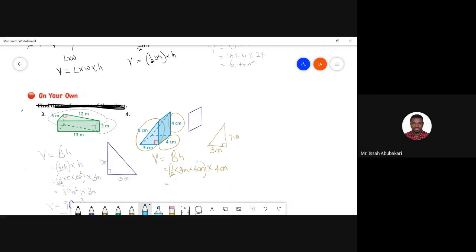So at the end, the base area is going to be what? 1 times 3 times 2 will give us 6 centimeters square. And then we multiply that one by 4 centimeters. And this should give us 24 centimeters cube. So this will be the volume of this prism. Please, is that okay?